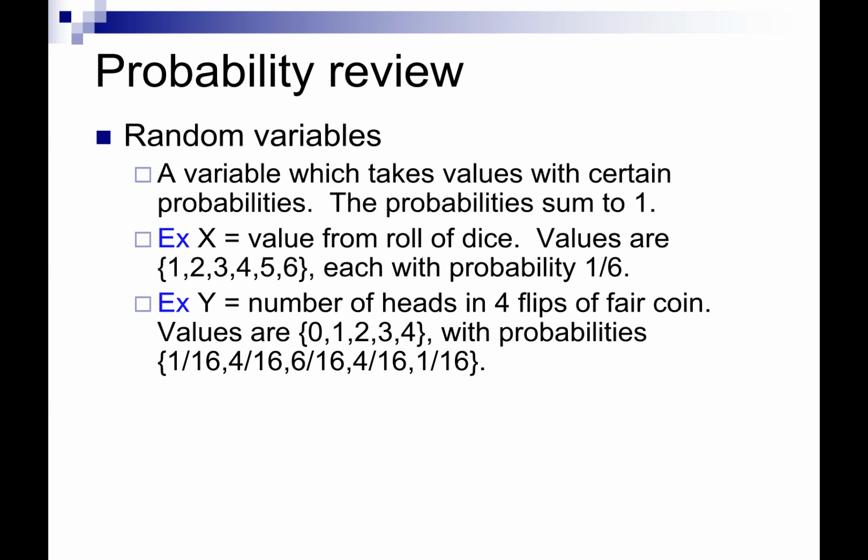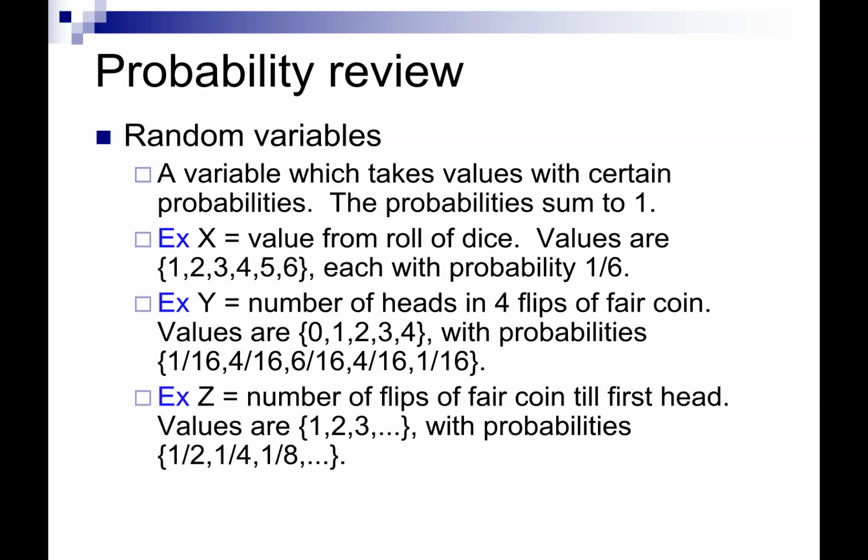Another random variable: suppose I flip a fair coin 4 times. Then I can look at the number of heads I get. The value here can be 0 to 4, because I can get anywhere from 0 heads to 4 heads, and the probabilities are going to be these numbers. I'm not going to calculate all of these numbers, but basically, if y equals 0, that means I get 0 heads after flipping 4 times, and the probability of this is just 1/16. You can also calculate the other probabilities.